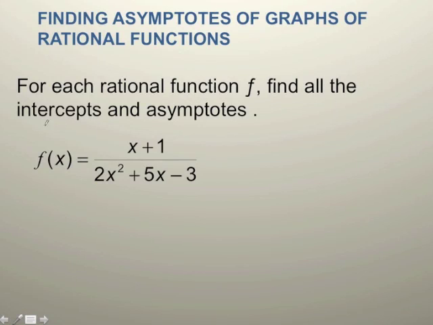For this rational function, we're going to find intercepts and asymptotes. The first thing I always like to start out with is finding the vertical asymptote, and the vertical asymptote happens when the denominator equals 0. So 2x squared plus 5x minus 3 equals 0. That can be factored into (2x minus 1)(x plus 3) equals 0.